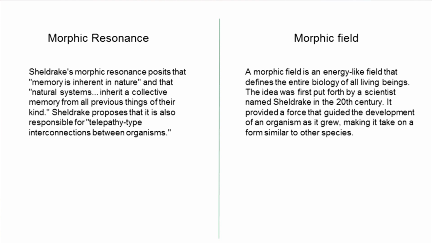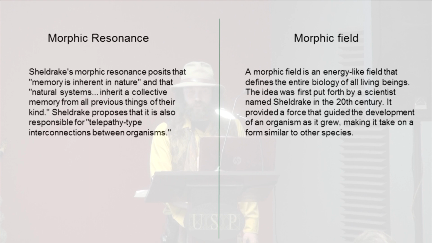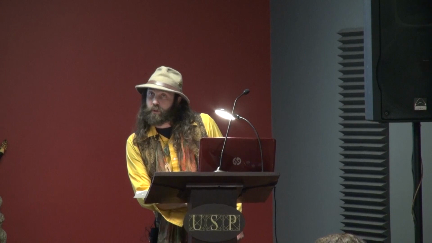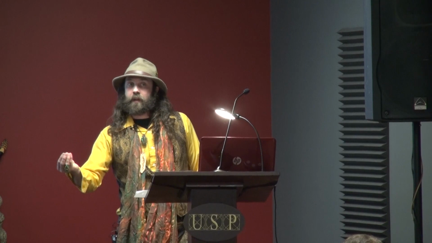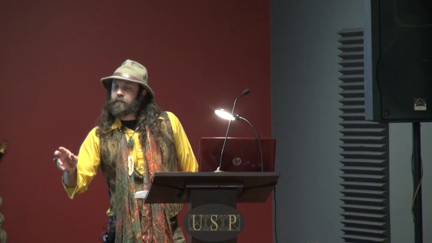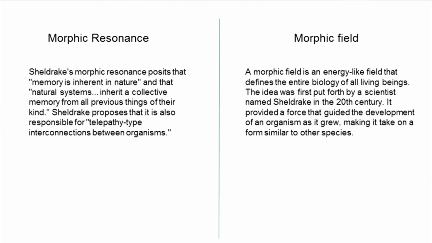The morphic field. A morphic field is an energy-like field that defines the entire biology of all living things. The idea was first put forth by a scientist named Sheldrake, which is false. Actually, the theory was put forth by Sheldrake, but it was really an idea earlier proposed by mycologists. They came up with the idea, and Sheldrake says this too, because they were trying to figure out how fungus spontaneously erupted all at once. It was like there was a memory field. It provided a force that guided the development of an organism as it grew, making it take on a form similar to other species.